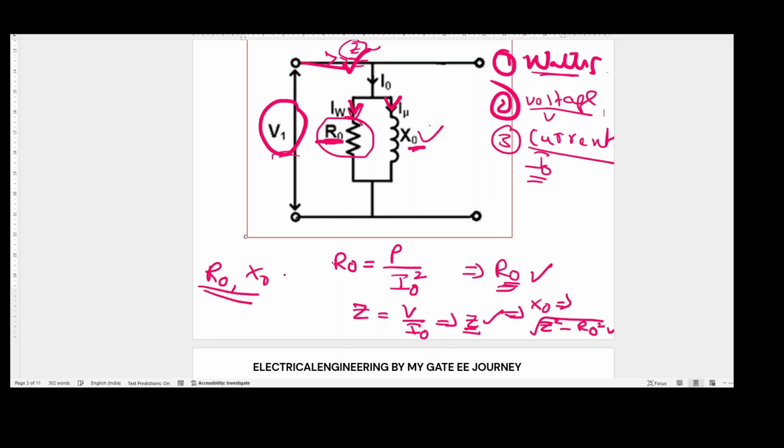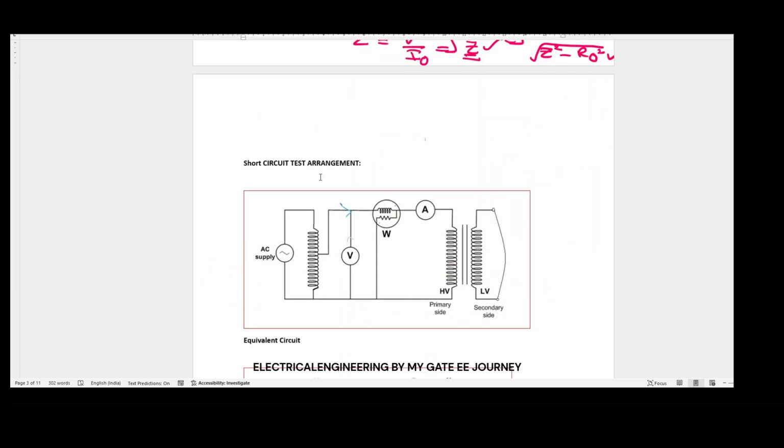Or you can find the admittance. From the admittance, you can remove the conductance, and there you will get the susceptance value. Any method is okay, but whatever method you regularly use will be comfortable for you. And now we will go to the short circuit arrangements. Short circuit we always perform on the HV side. Why?